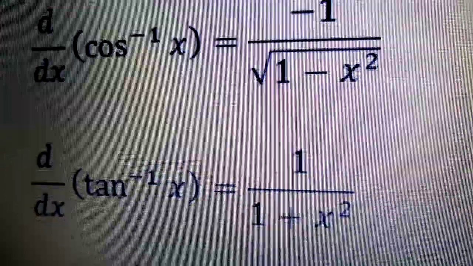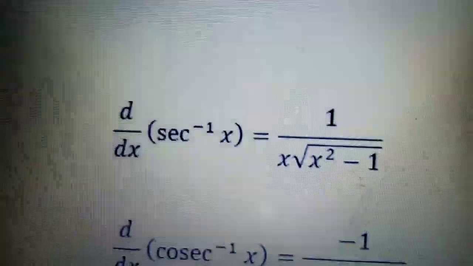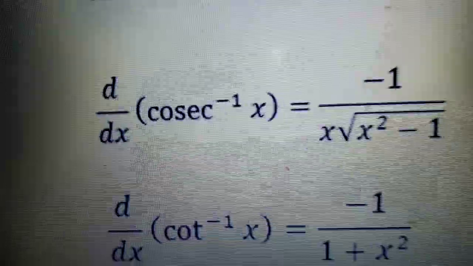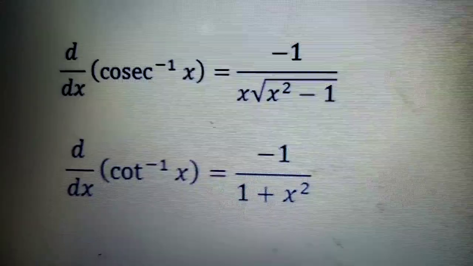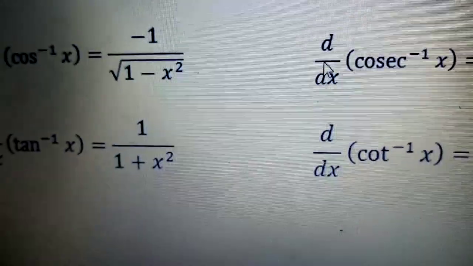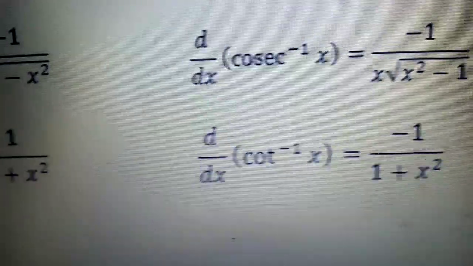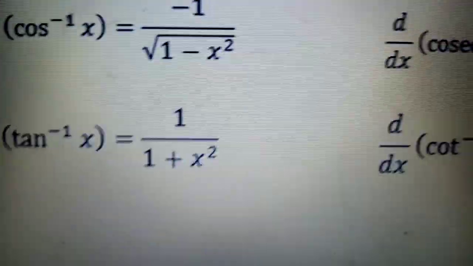The derivative of arc tan x is 1 all over 1 plus x square. Differentiation of sec inverse x, arc sec x, is 1 all over x times the square root of x square minus 1. Differentiation of cosec inverse x is minus 1 all over x times the square root of x square minus 1. Notice the difference here too, the negative. And differentiation of cot inverse x is minus 1 all over 1 plus x square. The difference between cot inverse and tan inverse is the minus. The cotangent inverse has the minus and the tan inverse does not have a negative sign.